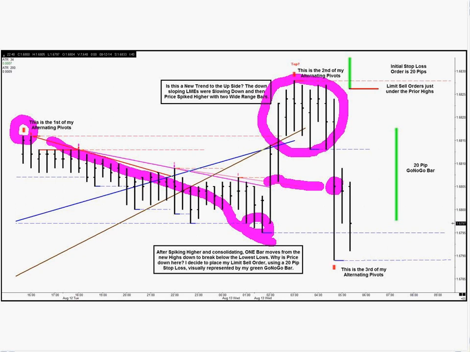The truth is about 80% of the time, you get back up in this area. You may not get the high, but you get somewhere back in this area. In fact, I think this is volatile enough to let me show you where I put my orders. I went just 5 pips underneath the prior high.